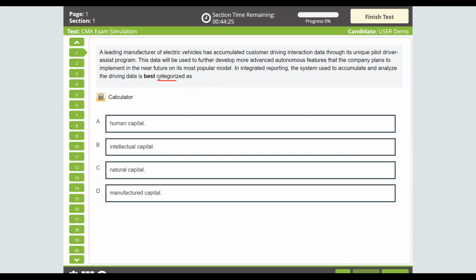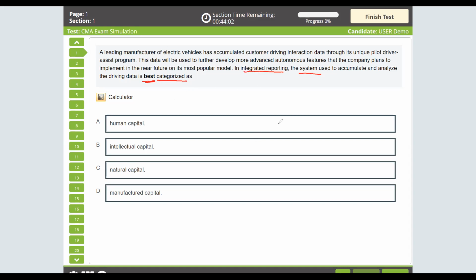Okay, so we are going to categorize the system, but not just categorize, but best. Notice how the best is emphasized, okay? So that means we could have two possible answers, but we have to choose the best. So you need to pay attention to these kinds of clues, okay? You could have a possible answer, but we have to choose the best one.